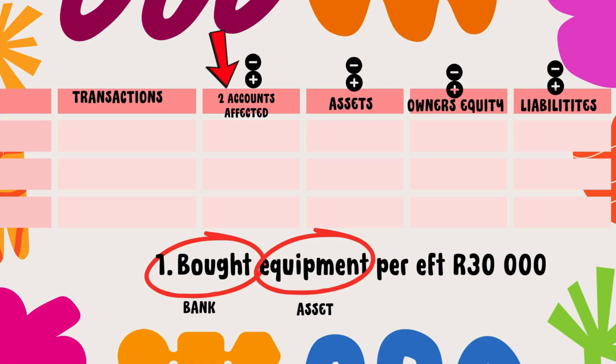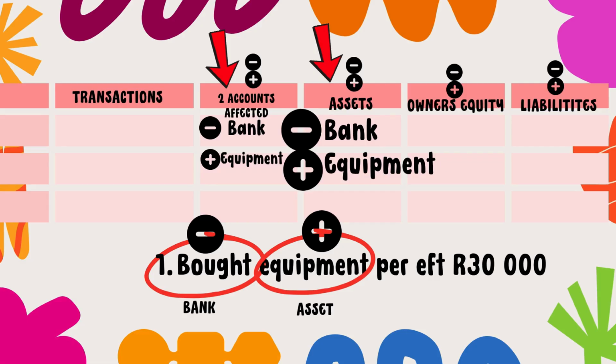So we've now identified and circled those two. You've now identified the two accounts that are going to be affected. So what is bank? Bank is an asset. When you buy something, it is taking money out of your bank account. So it is decreasing your bank balance because you're buying, you're minusing. So it's a minus. It is decreasing bank.